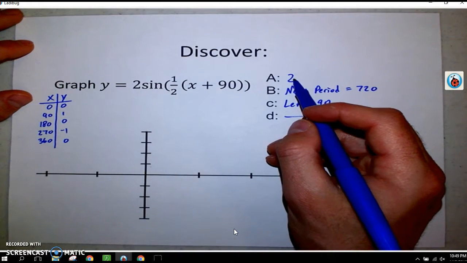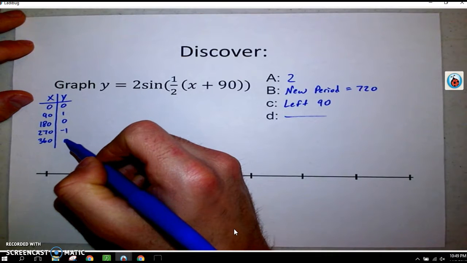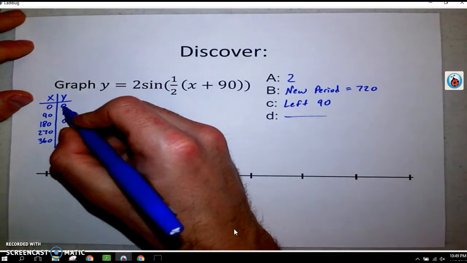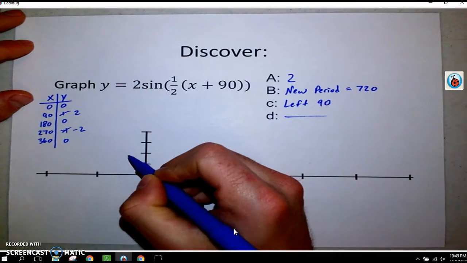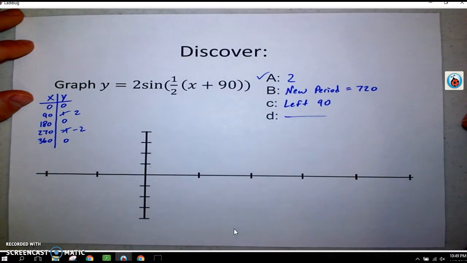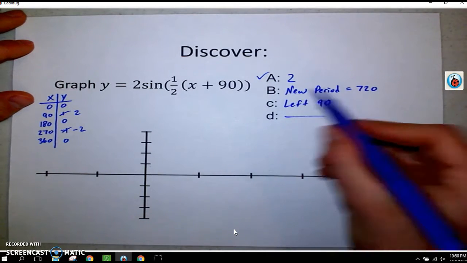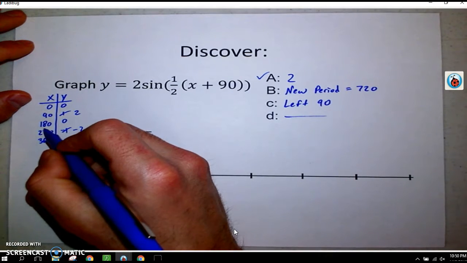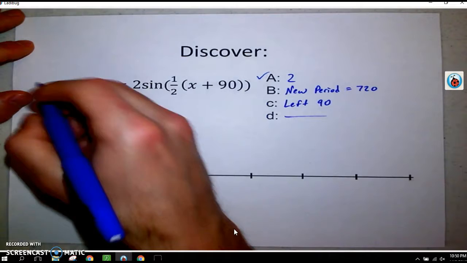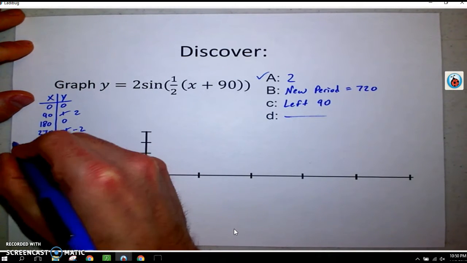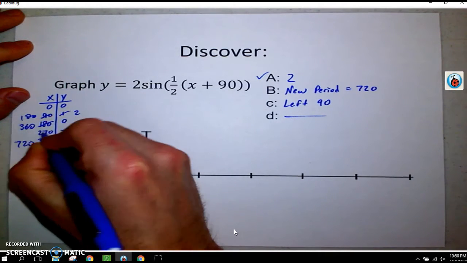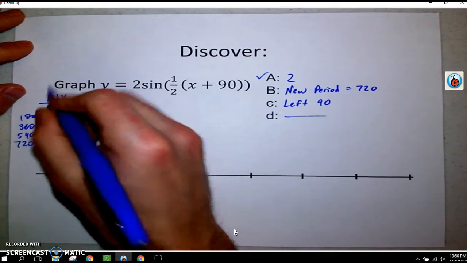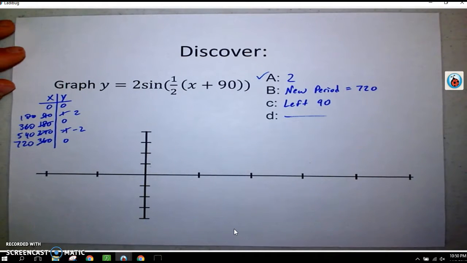So if my amplitude is 2, that means that all of my y values will be affected. I'll just multiply them by 2. So the zeros stay, but that becomes positive 2, and this becomes negative 2. So now that's taken care of. My new period is 720, which means that I take all of these values and they essentially have doubled. So in order to get from 0 to 720, this one would be 180, this would be 360, and this would be 540, and that would still be 0. And now that's been taken care of.